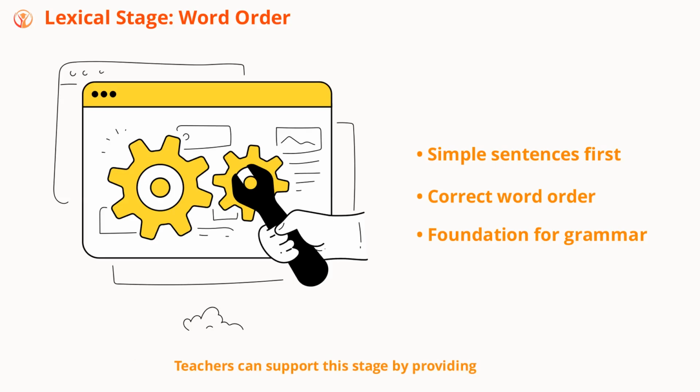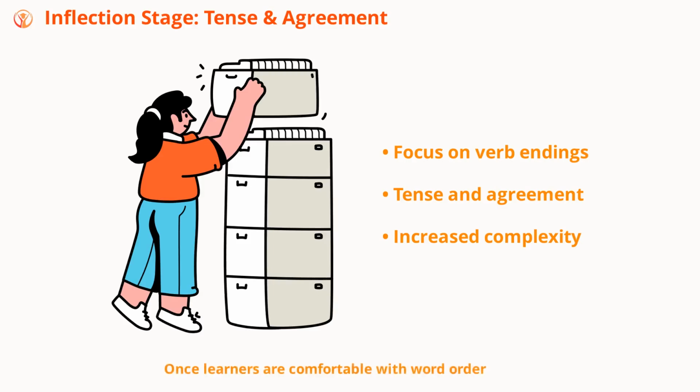Teachers can support this stage by providing plenty of practice with simple sentence structures. Once learners are comfortable with word order, they begin to notice and use inflections, changes to words that indicate tense, agreement, or number. For example, adding "ed" for past tense or "s" for third-person singular.